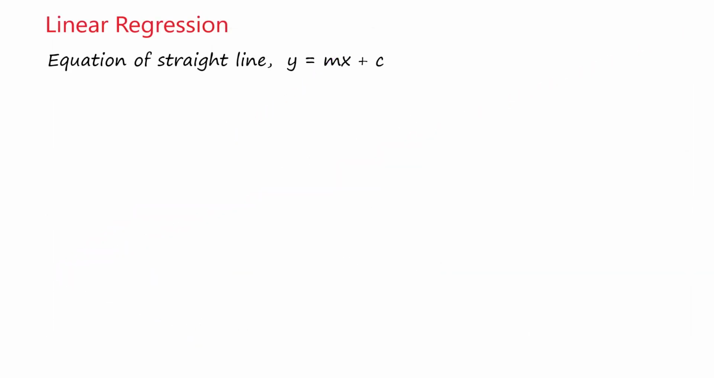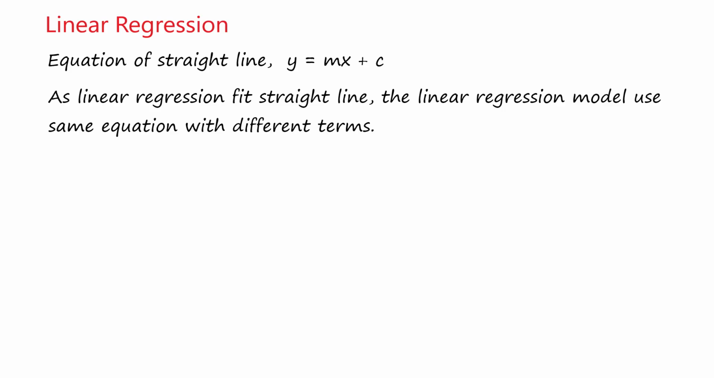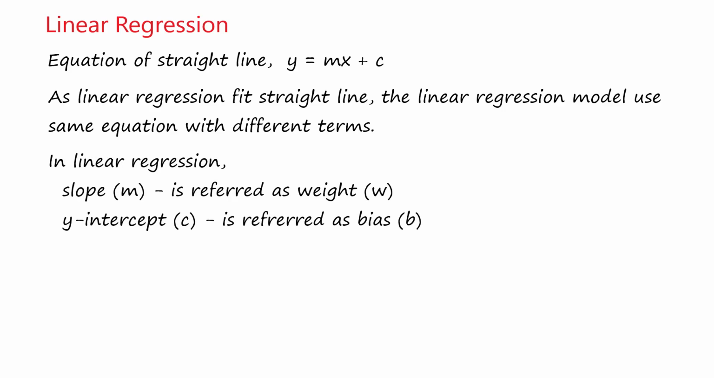Now let's talk about regression like fancy data scientists. In linear regression, we refuse to use simple words. So m, slope, is now weight, W, because we like sounding smart. c, intercept, is now called bias, B. But don't worry, their job descriptions remain the same.